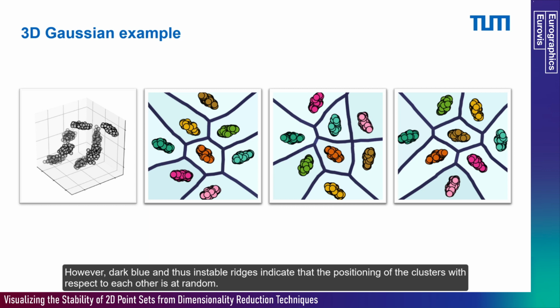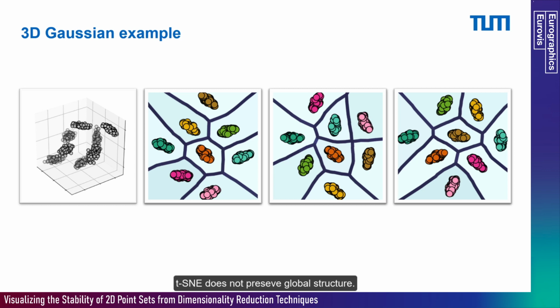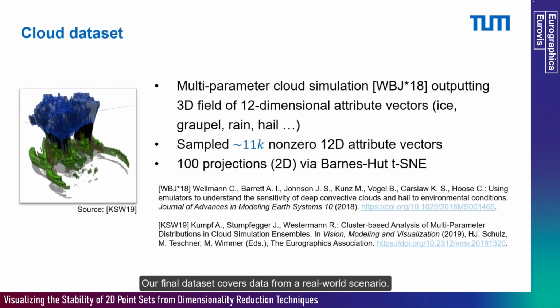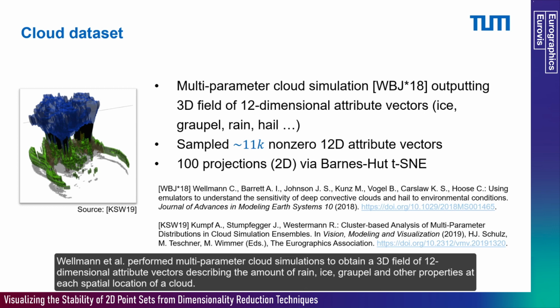However, dark blue and thus unstable ridges indicate that the positioning of the clusters with respect to each other is random. T&E does not preserve global structure. Our final dataset covers data from a real-world scenario. Mellman et al. performed multi-parameter cloud simulations to obtain a 3D field of 12-dimensional attribute vectors describing the amount of rain, ice, gravel, and other properties at each spatial location of a cloud.